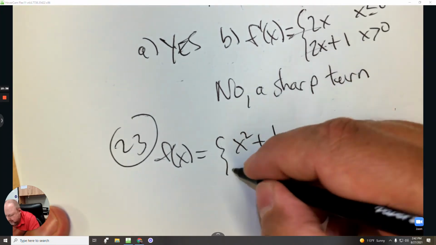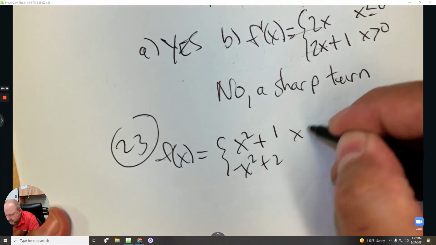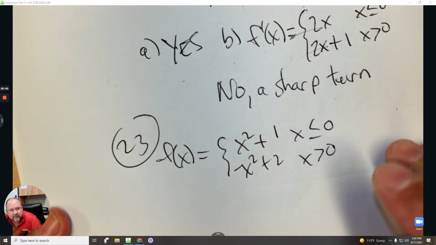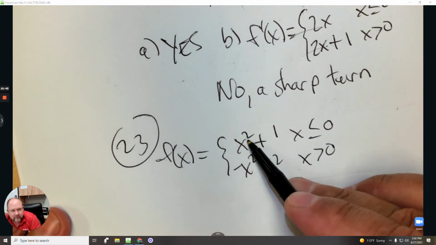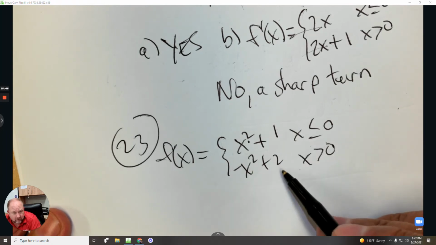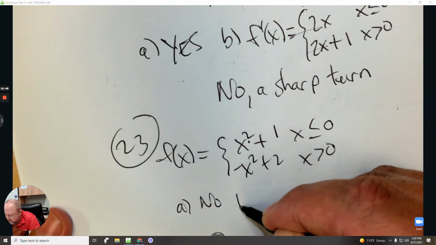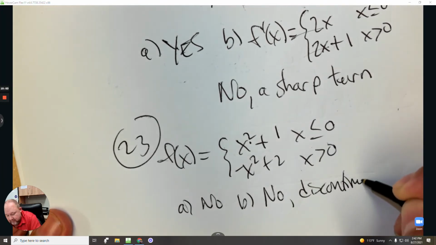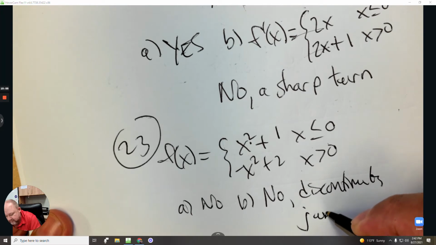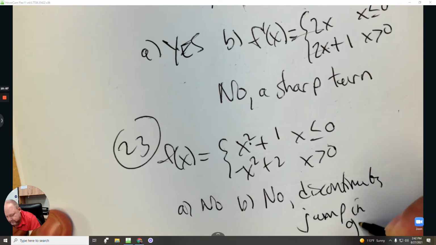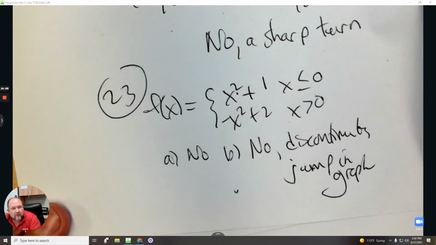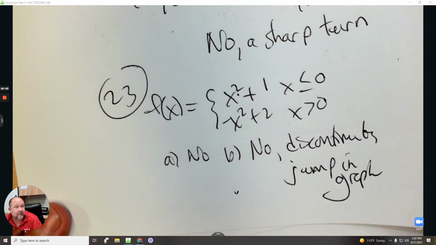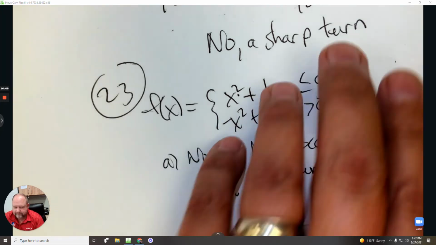23, still on the same page. x squared plus 1, negative x squared plus 2. Is this continuous at 0? So plug in 0 and plug in 0. The answer is no. Is it differentiable? Again, the answer is no. Why? Because there's a discontinuity, right? So there's a jump in the graph. So because there's a jump in the graph, the derivative doesn't exist at that discontinuity. 24.